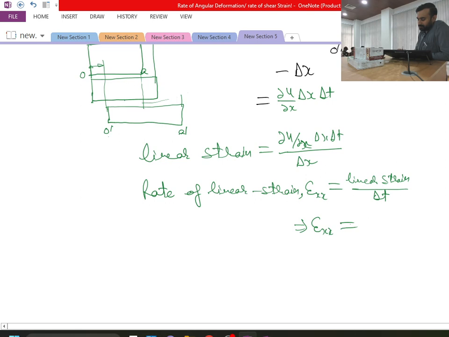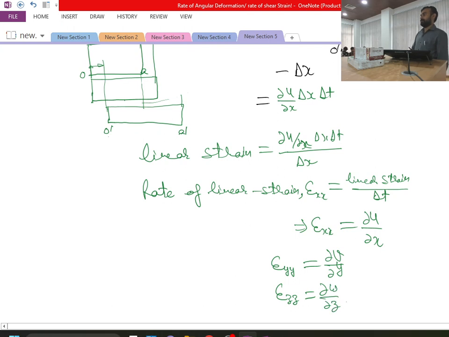Epsilon xx equals delta u by delta x. So the velocity gradient of the u component in the x direction gives us the rate of linear strain. Similarly, if I have to calculate the strain rate in the y direction, what will it be? Similarly, strain rate in the y direction and y plane: delta v by delta y. And the strain rate in z will be delta w by delta z.